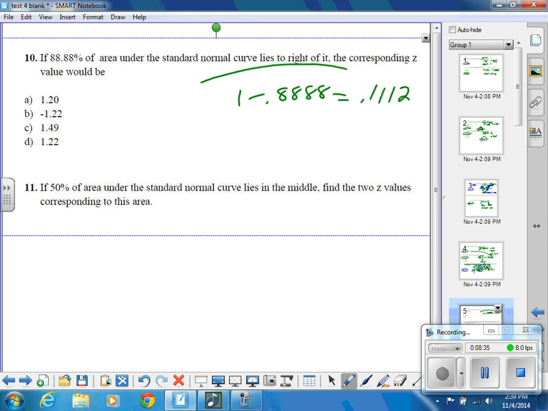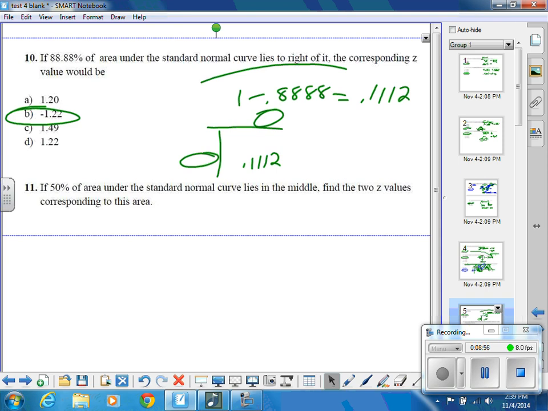I need to look up in my z-chart, like we just showed, for 0.1112, and it's a small number. If it's less than half, it's going to be on the negative side, or what z-values line up with that, and you should find that it is negative 1.22. Please be able to do that. Please double check that you can do that.